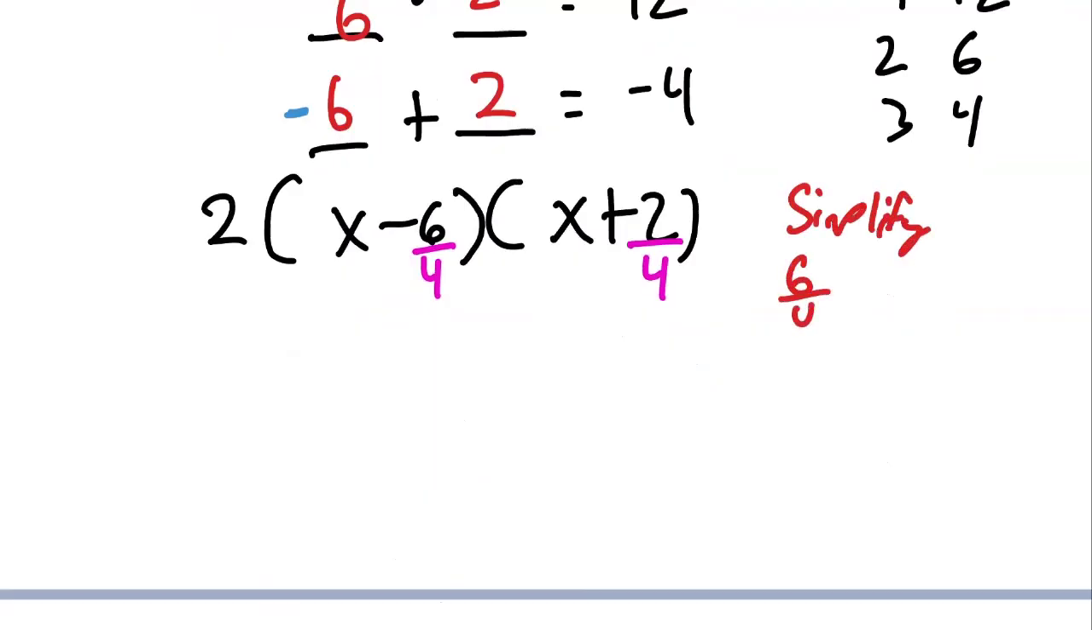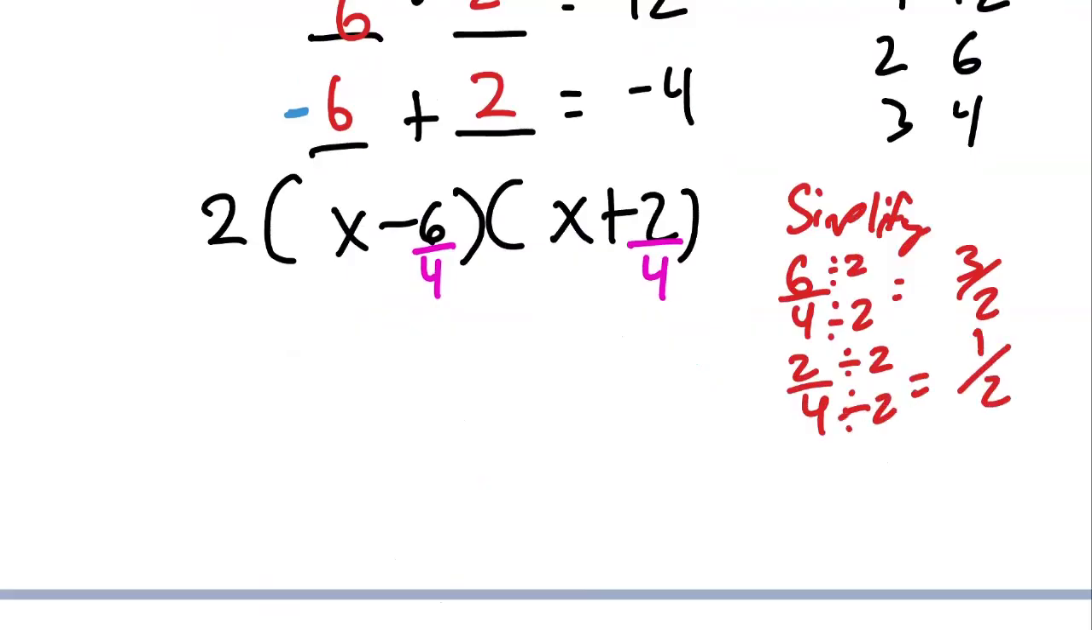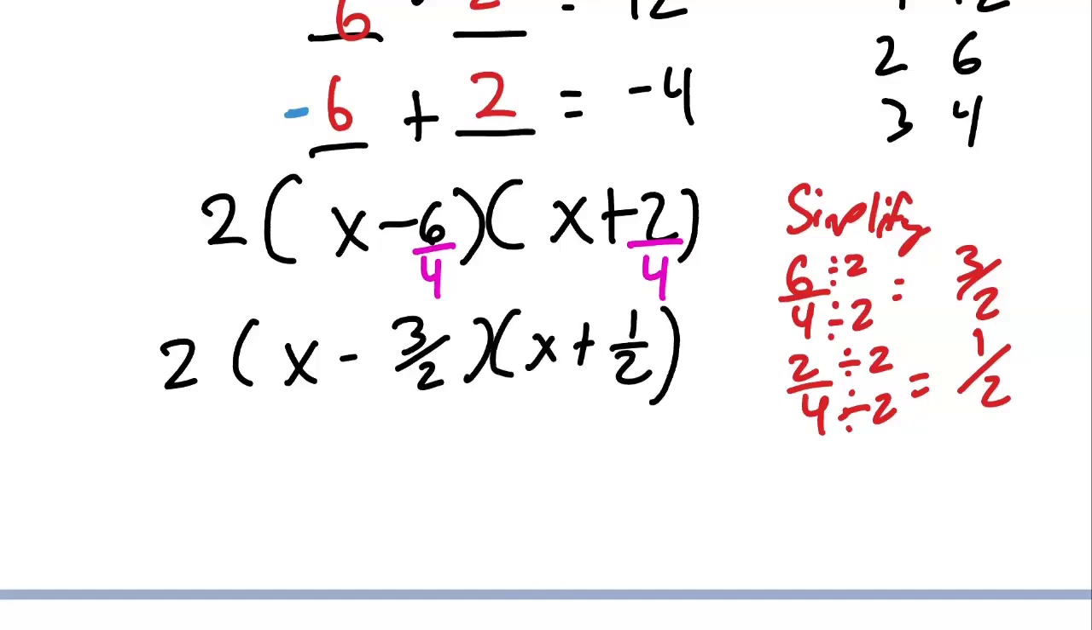What does 6/4 simplify to? Very good. 3/2. What does 2/4 simplify to? 1/2. There we go. So x minus 3/2, x plus 1/2. So simplify, reduce. In this case, we're going to reduce it.